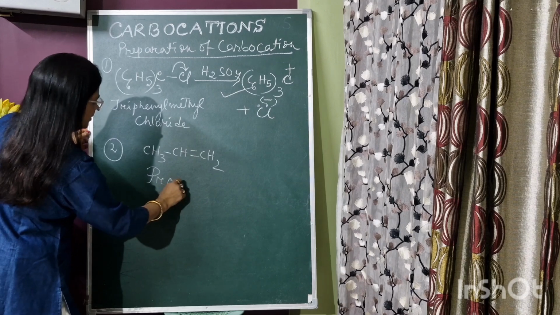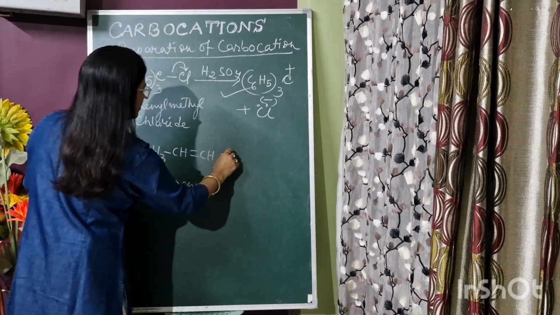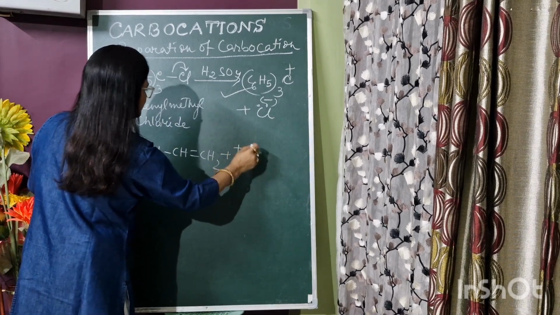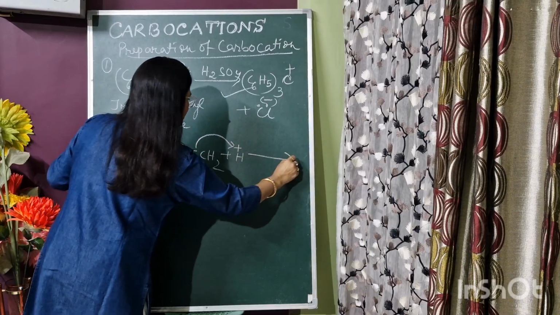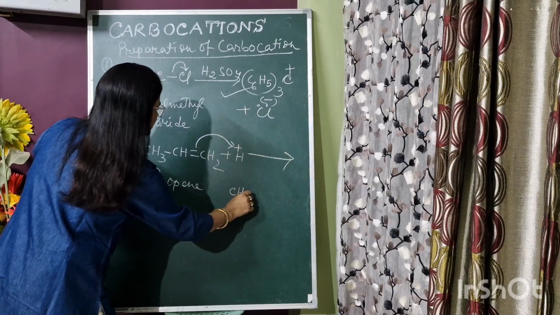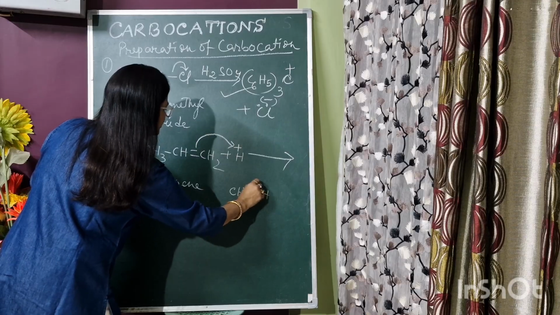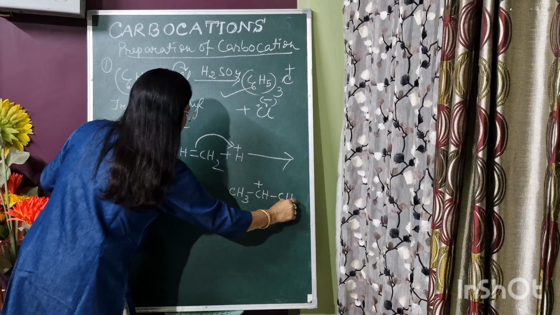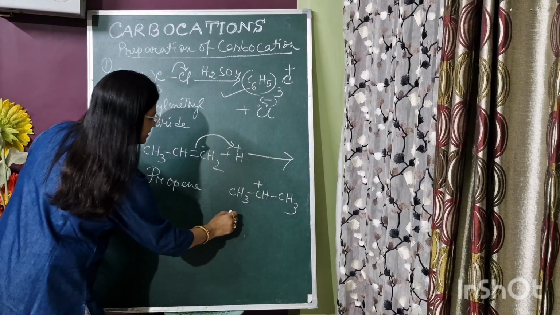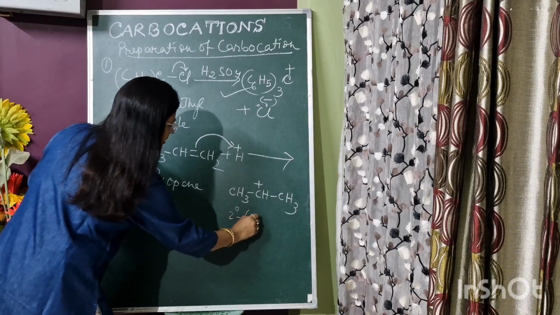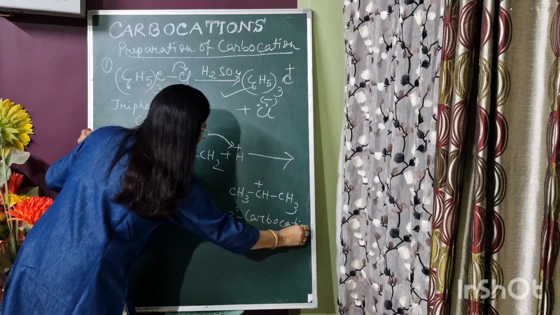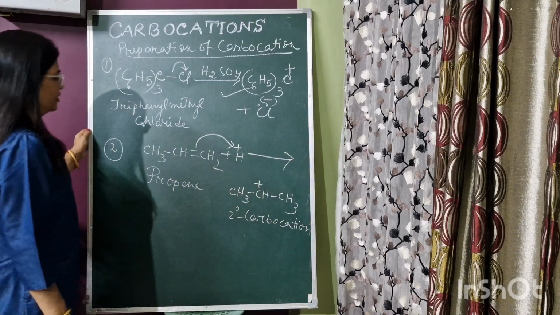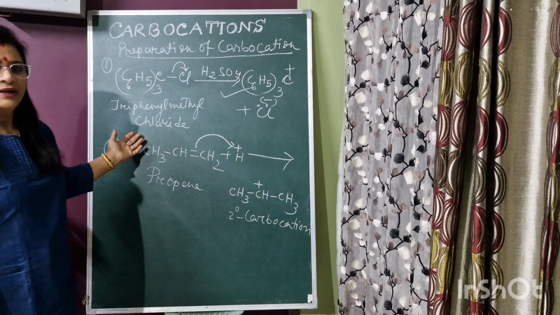Number 2: this is propene. When it extracts a proton, we get CH3-CH+-CH3. This is 2 degree carbocation. These are the methods of preparation of carbocation.